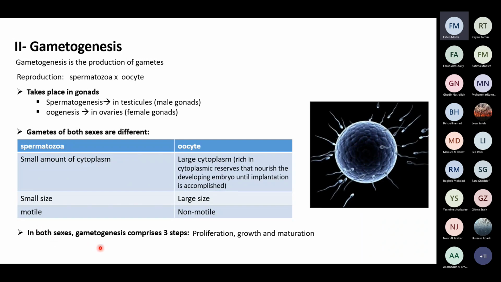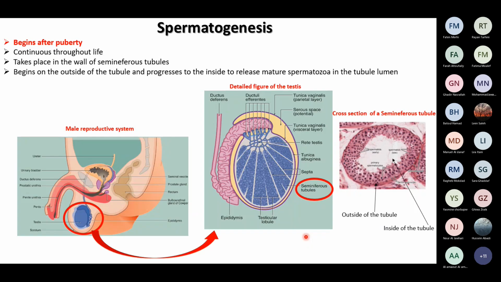And in both sexes, the gametogenesis comprises 3 steps. So we have 3 common steps between both sexes, or between the spermatogenesis and the oogenesis. And those common steps are the proliferation phase, a growth phase, and a maturation phase. Now we are going to talk about each one alone. First, we will talk about the spermatogenesis.